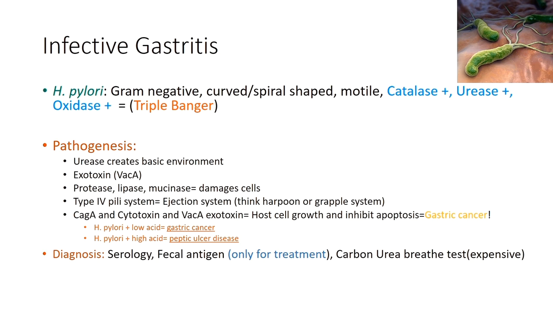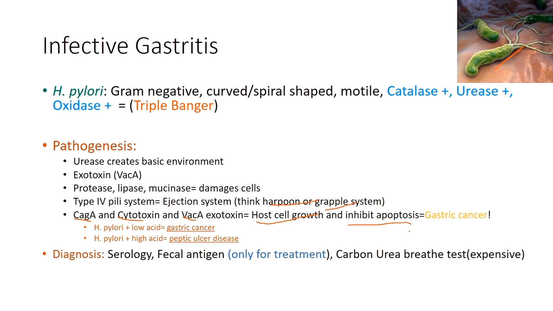You also have a type 4 pili system. It's an ejection system allowing for attachment. That's why when you look at these guys, they're attached to the surface. And I just think of this as more like a harpoon or a grapple system. It has them hooking into the cells there. It also has another toxin besides that VacA, which we talked about, and it just promotes cell growth and inhibition of apoptosis.